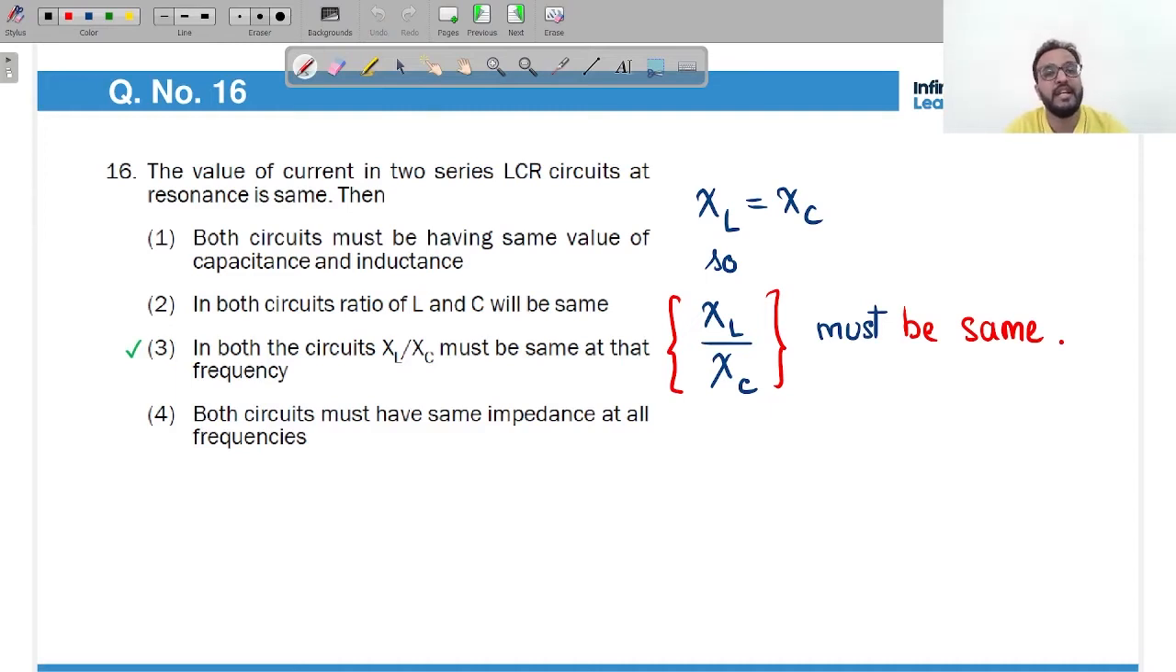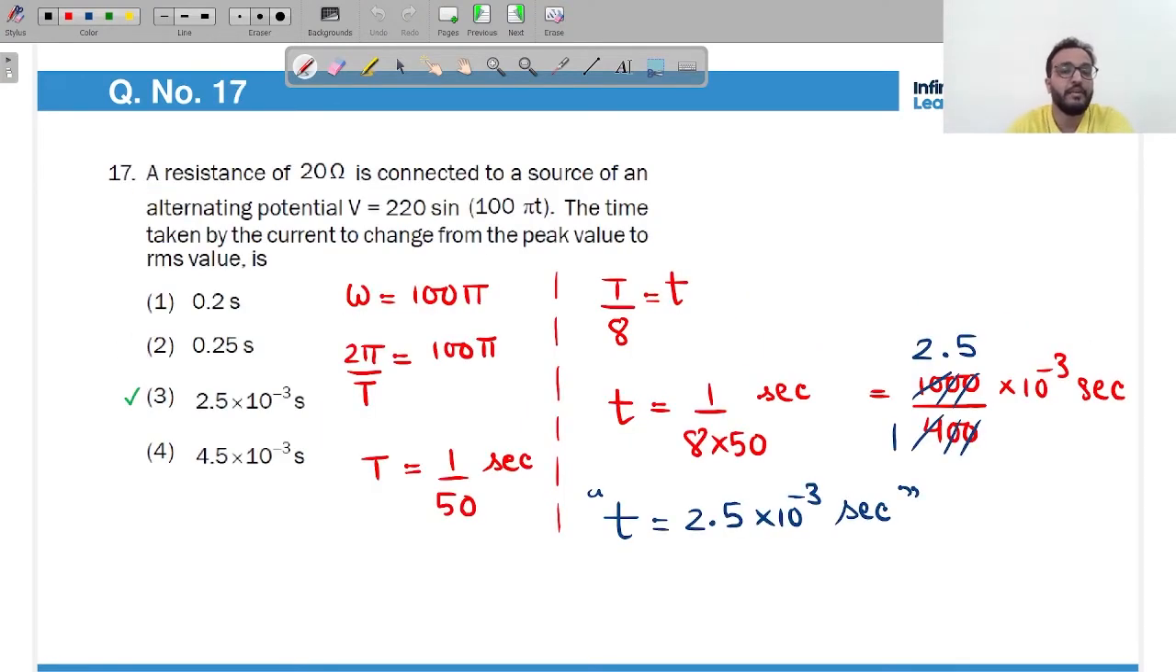Question number 16. The value of current in two series LCR circuits at resonance is the same. See, the value of current in two LCR circuits at resonance is the same. So both are under resonance. If both are under resonance, that means XL is equal to XC for both the cases. So XL upon XC must be the same for both the circuits. That's all. Got it?